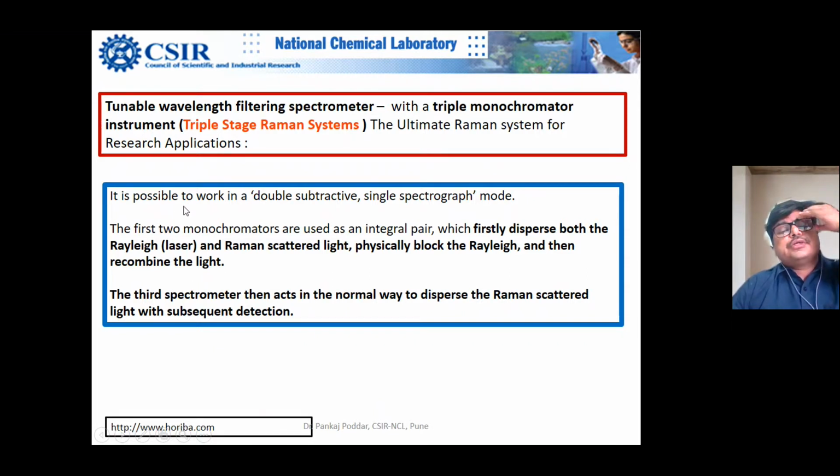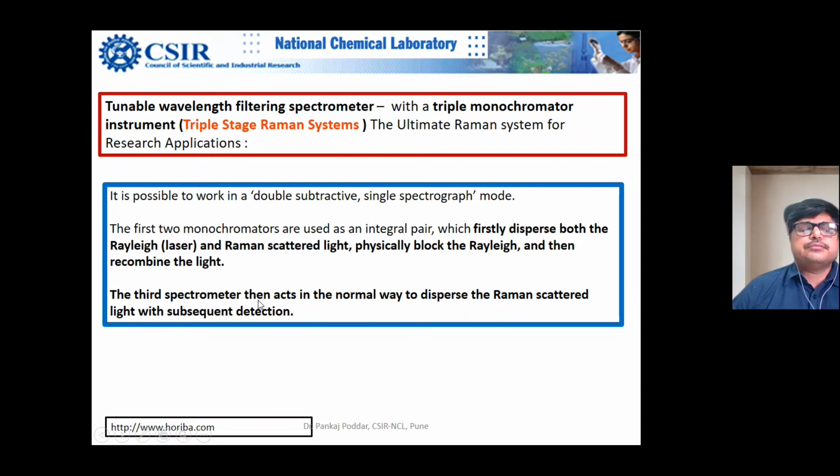Physicists, it's better to have an additive type triple spectrometer, not even subtractive type, because physicists normally look at much higher resolution Raman spectra. So it is possible to work in a double subtractive single spectrograph mode. The first two monochromators are used as an integral pair, as we just discussed in the previous diagram, which first disperse both the Rayleigh and Raman scattered light, physically block the Rayleigh, and then recombine the light. Here we are not taking advantage of dispersibility because we are remerging them, but we are taking advantage that Rayleigh can be very nicely blocked, whatever may be the wavelength. That's a beautiful thing.